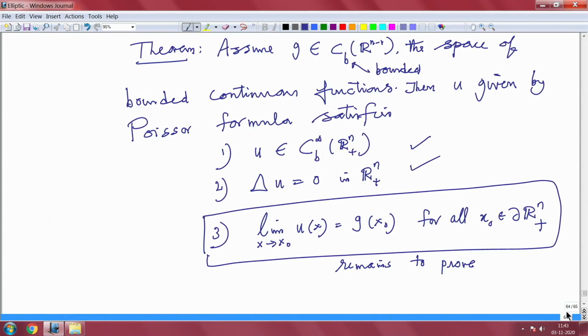the problem in an upper half plane where Laplacian u equal to 0 and u satisfies the boundary condition g in the sense of limit, because u is defined only in the open upper half plane, u is not defined on the boundary, but then it has a limit at the boundary. We have shown that u is infinity and Laplacian u equal to 0 in the previous class. So, now we will show the last part, the third part of that, limit of u(x) equal to g(x naught). Let me give some ideas.